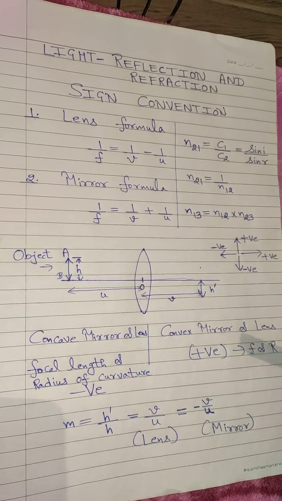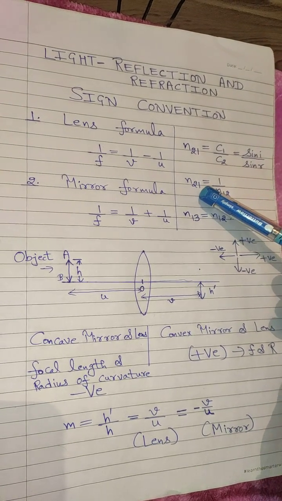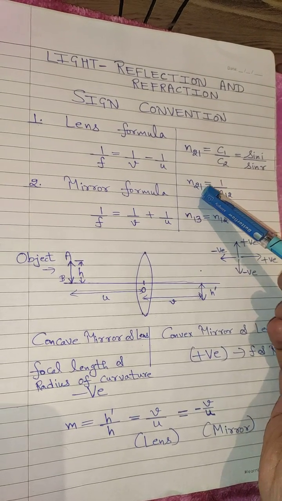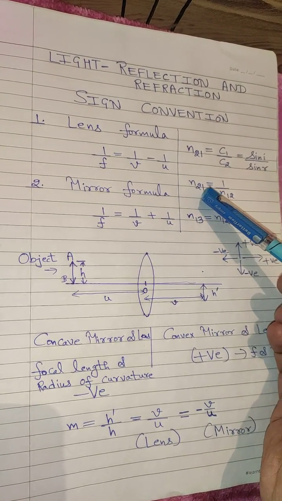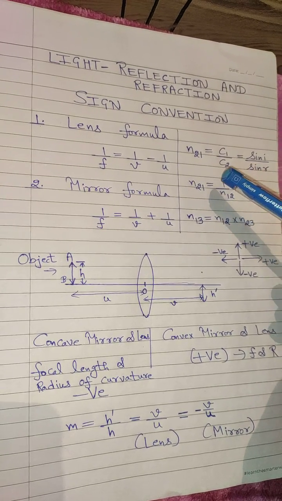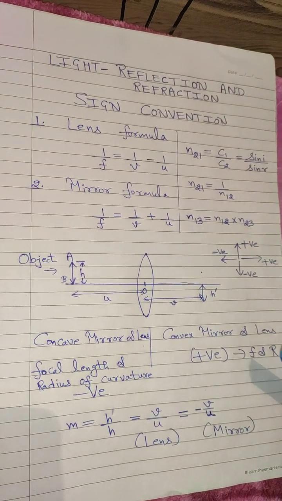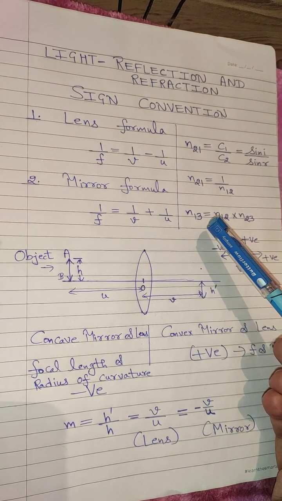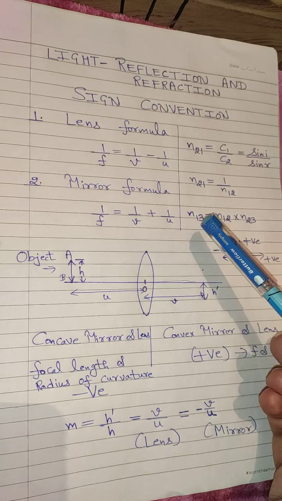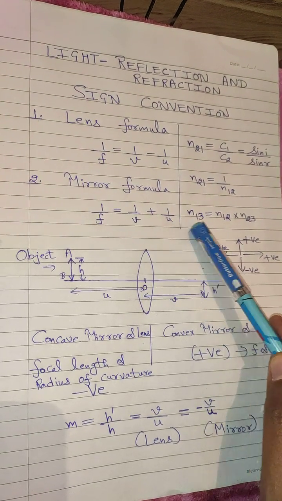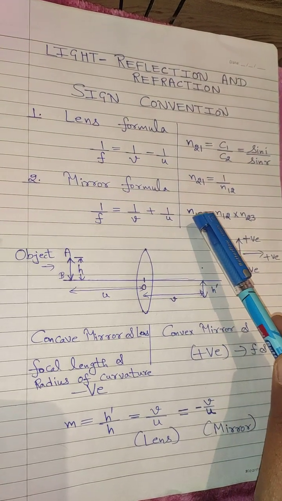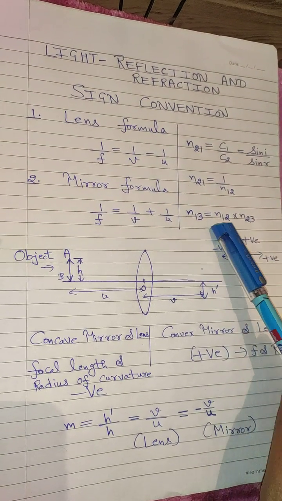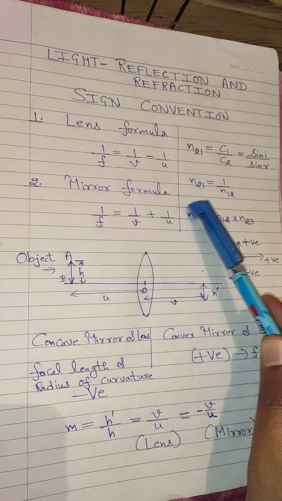In another formula we have n21 = 1/n12. So basically we interchange these two positions, 21 to 12, when we write 1/n12. And in another formula we have n13, the refractive index of medium 3 with respect to medium 1. Here, how will you make this formula?